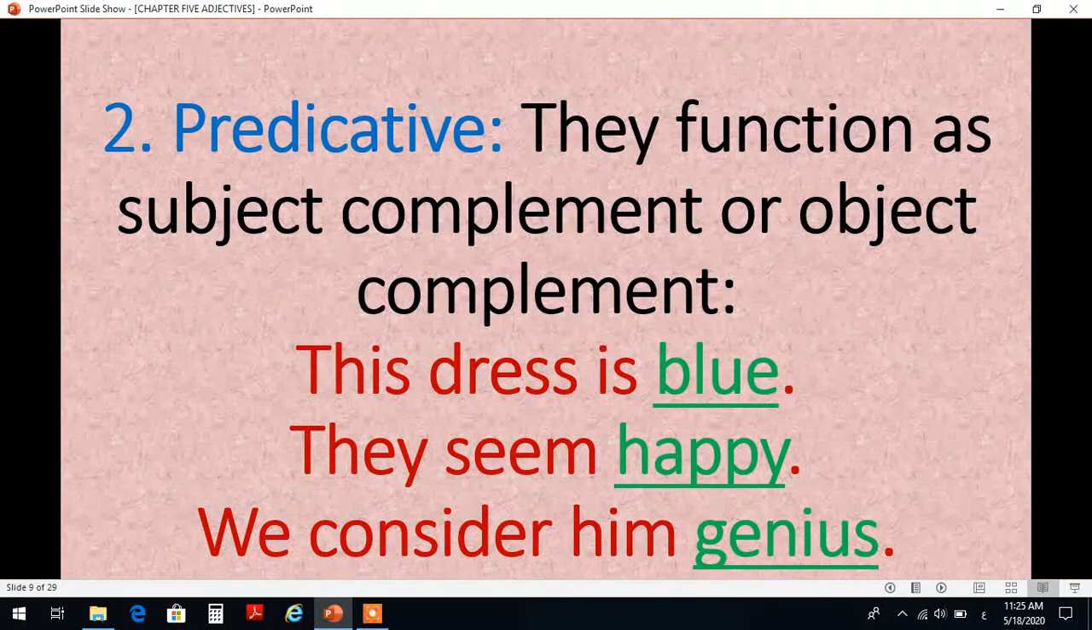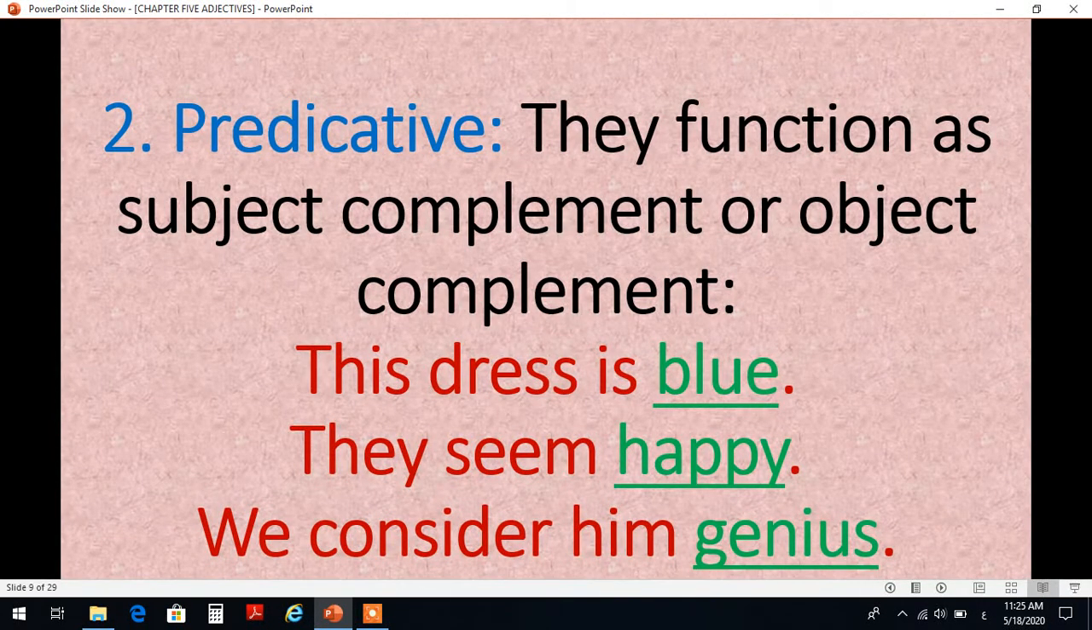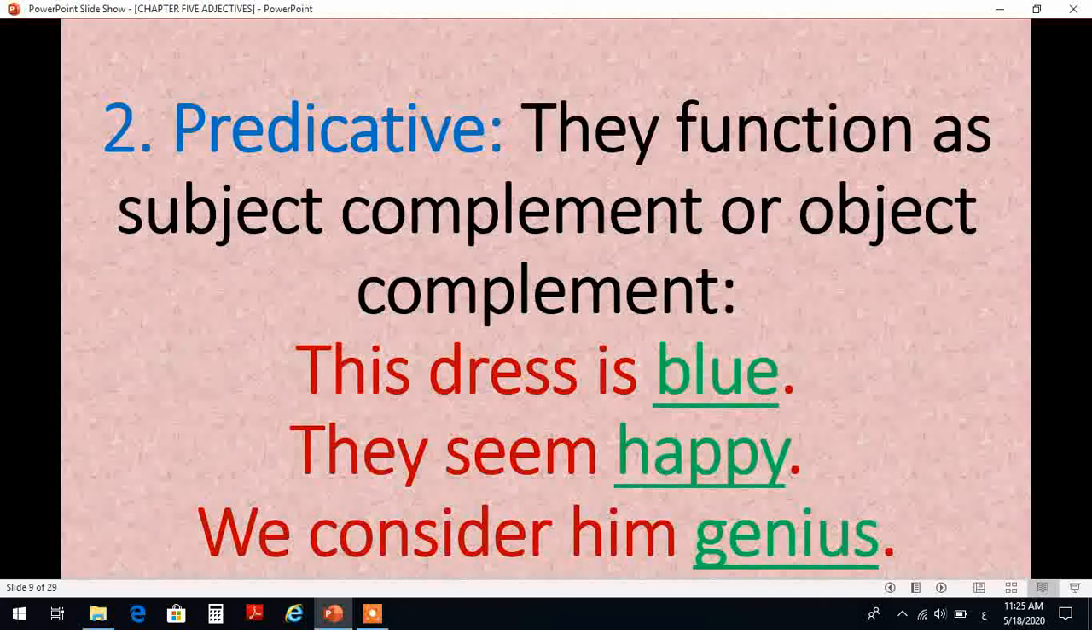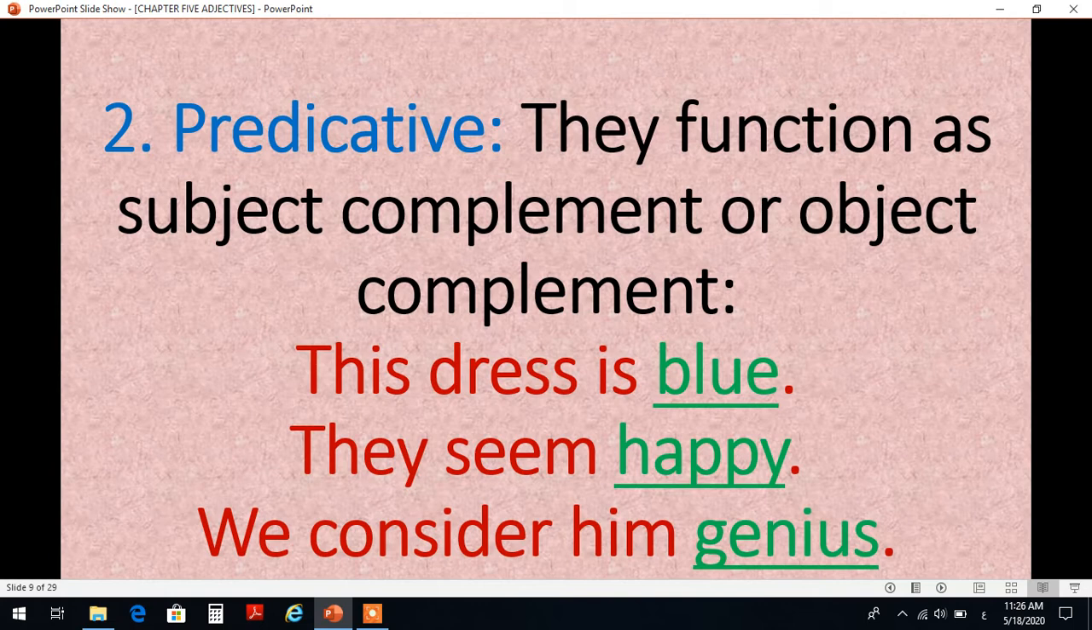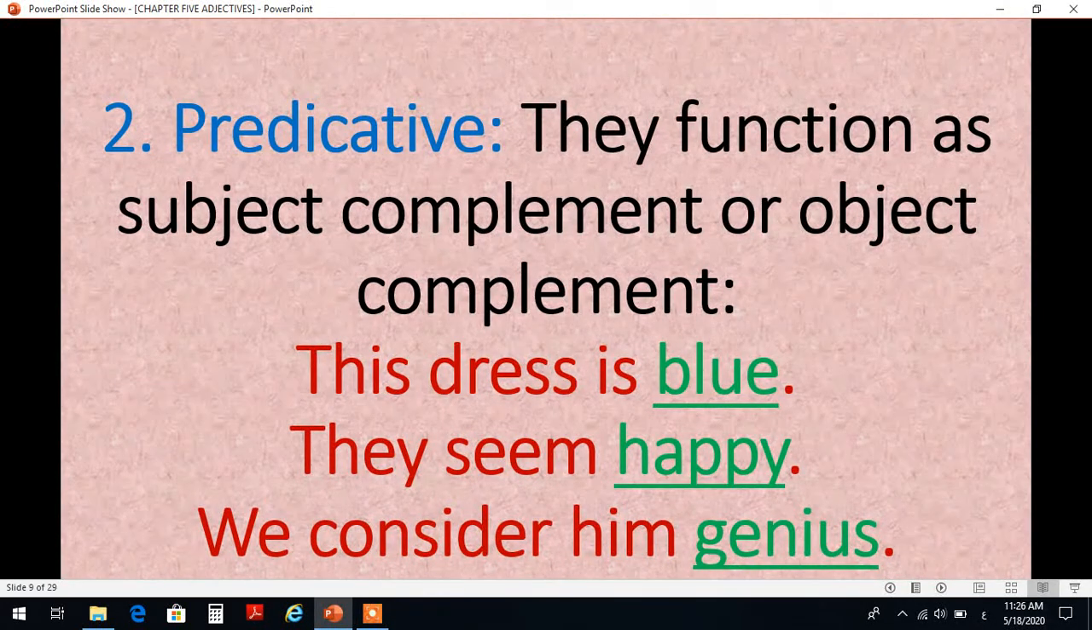For example, we say, this dress is blue. So the word blue is the adjective, and it is a predicative adjective because it comes after the verb, and its function is subject complement. Or we say, they seem happy. Again, happy is a predicative adjective because it comes after the verb, and its function is subject complement.